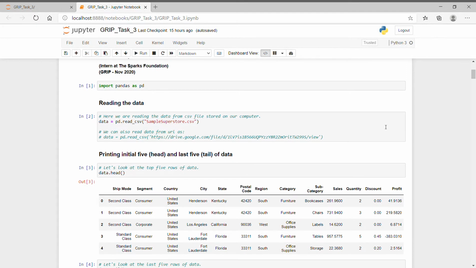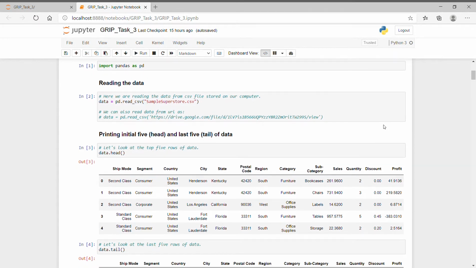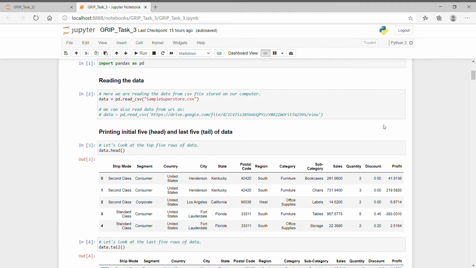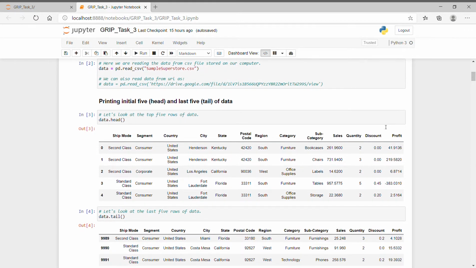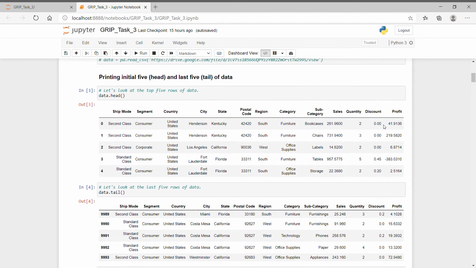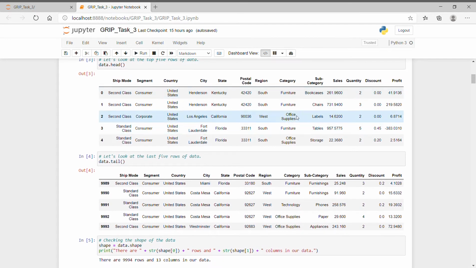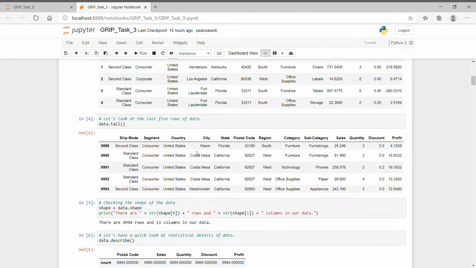First of all, we have imported the pandas library. It is very essential for managing data frames. We have imported our sample superstore.csv data. Here we have printed the head of our data, which is the upper five rows of our dataset. As we can clearly see, there are 13 columns, the features.